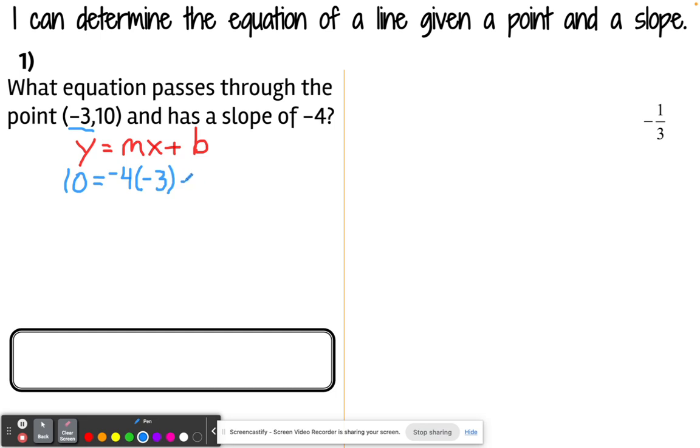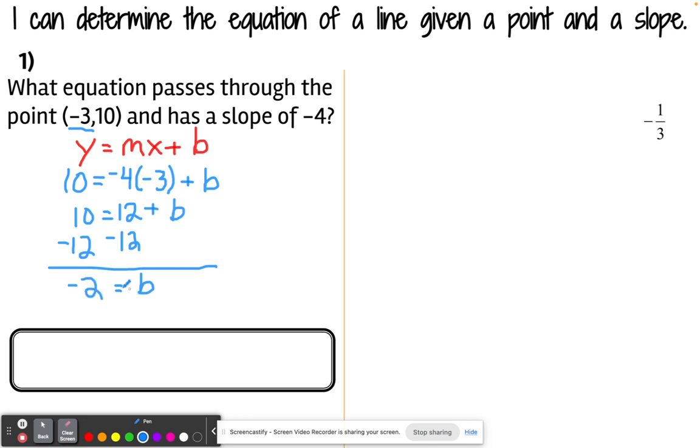Now I can just solve for b. Well, negative 4 times negative 3 is positive 12. Positive 12 plus b will equal 10. I'm going to subtract 12 from both sides, and I will get b equals negative 2.